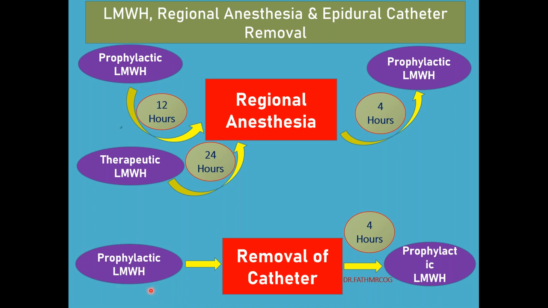In case of a patient who has received prophylactic low molecular weight heparin, you cannot remove the catheter before 12 hours. You can wait more than 12 hours to remove the catheter. And after removing the catheter, after 4 hours, you can give her prophylactic low molecular weight heparin. So regarding removal of the catheter, if the patient received a prophylactic dose, you should wait more than 12 hours. And after removal of the catheter, you should wait 4 hours to give the patient prophylactic low molecular weight heparin. This is about the relationship between regional anesthesia and removal of the catheter regarding prophylactic or therapeutic low molecular weight heparin.